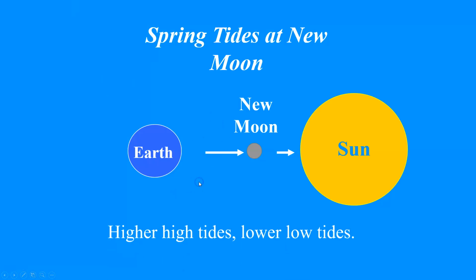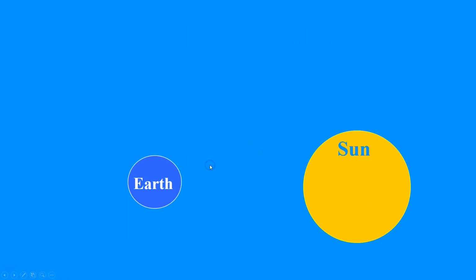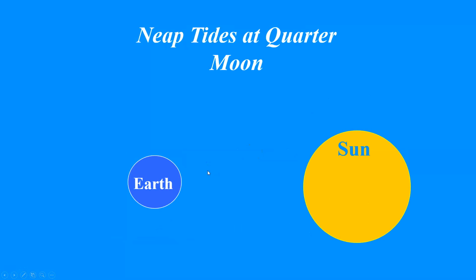Now, if we take a look at the neap tides, what you'll end up having, with neap tides, you have the quarter moon, where the moon sits here, and this would actually be a first quarter. So you have the Earth, the sun, and the moon, and those forces are offset. Right?